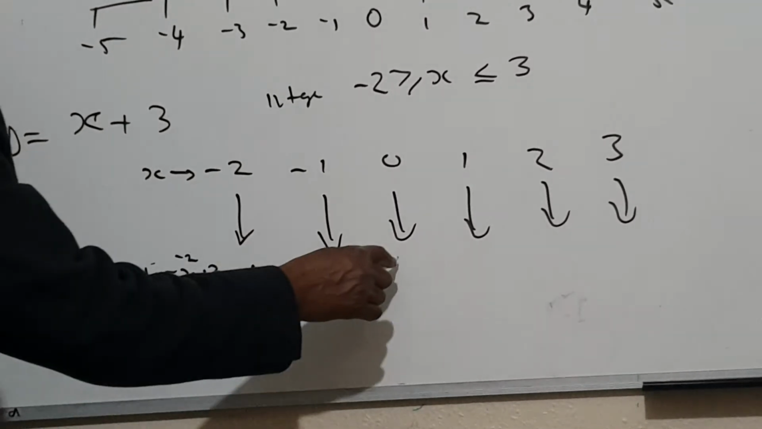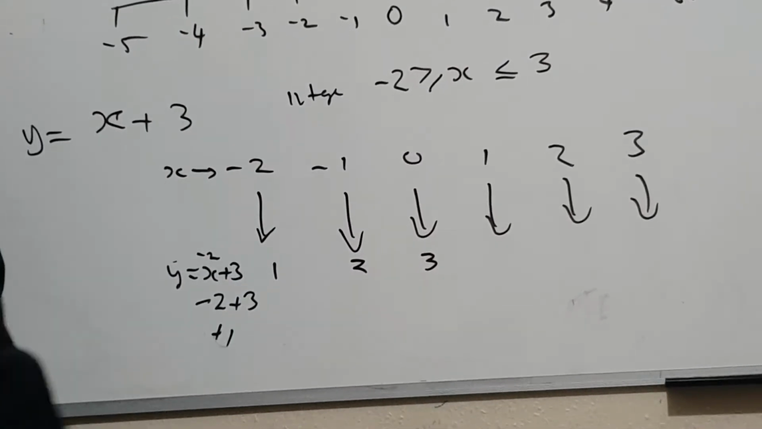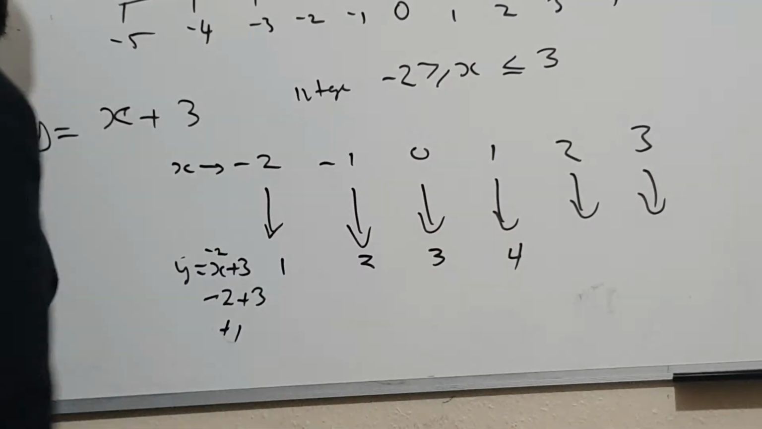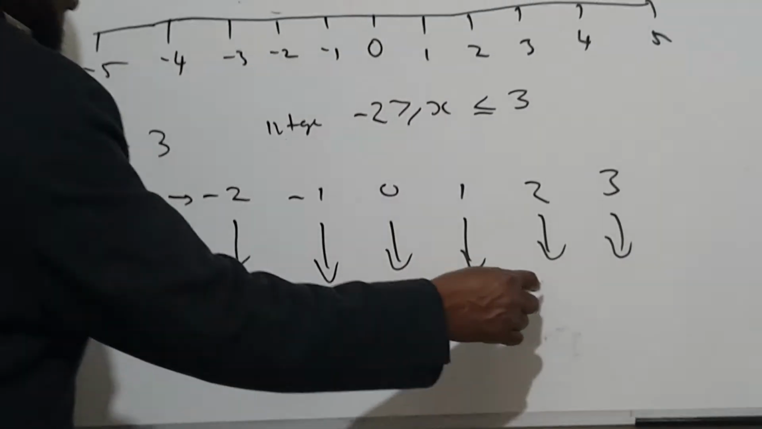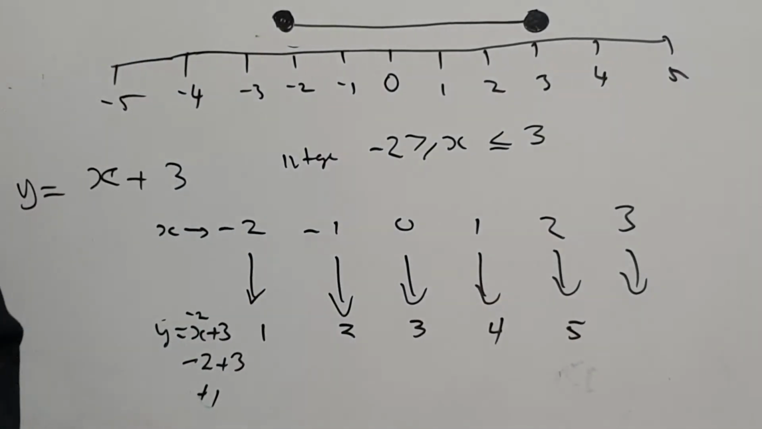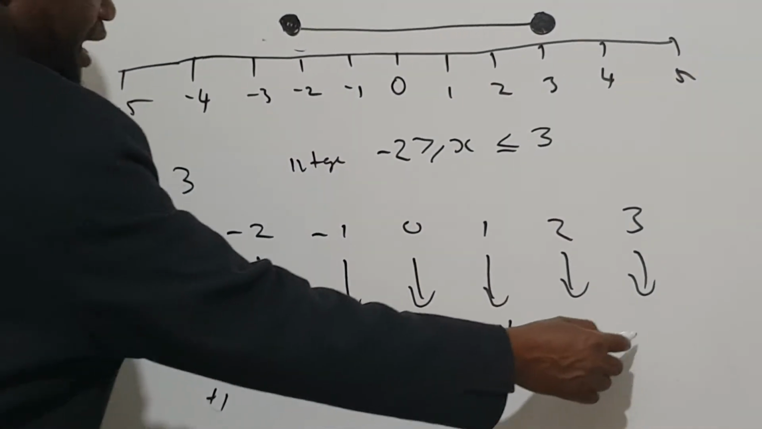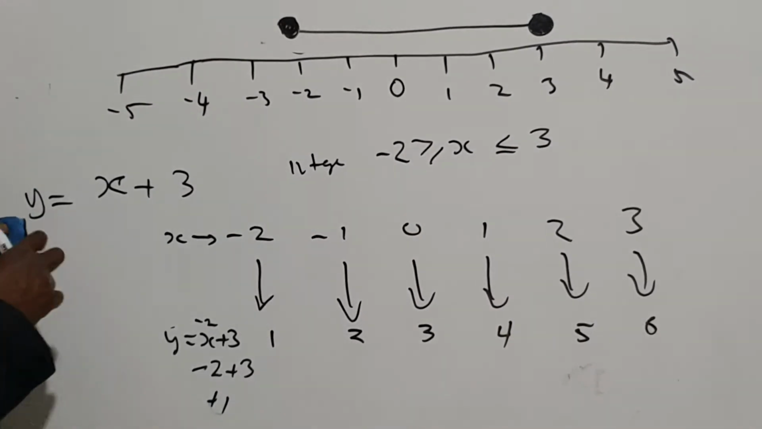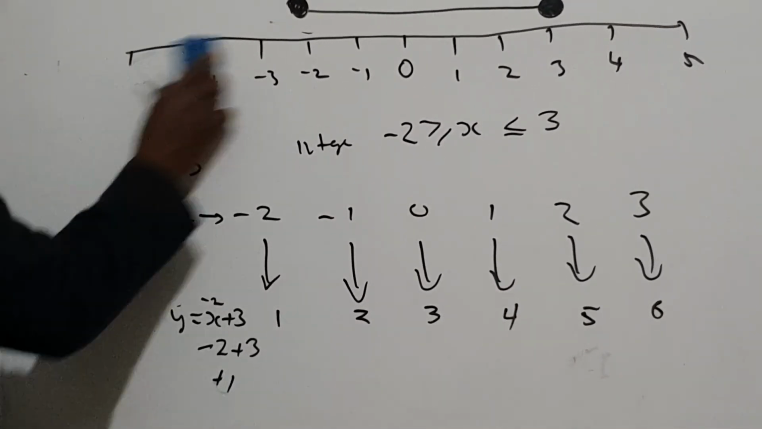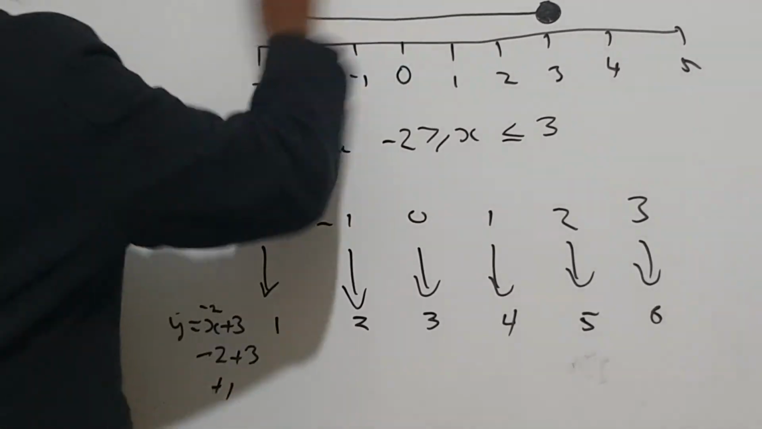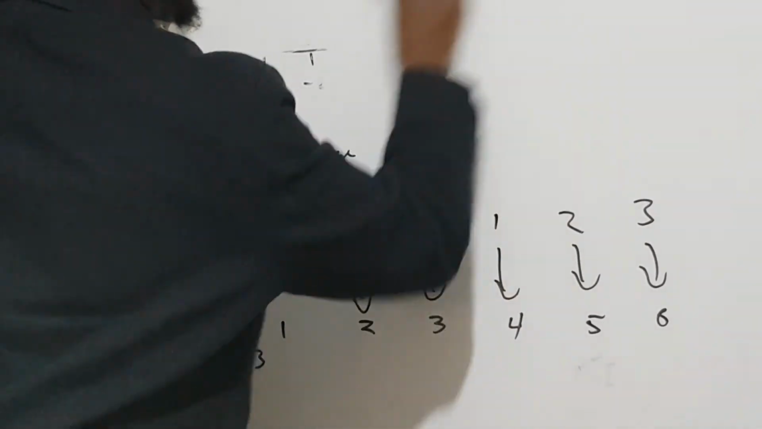When x is 0, y is 3. When x is 1, y is 4. When x is 2, y is 5. When x is 3, y is 6. Do you know how to draw this graph? Oh, we haven't done that. But I told you guys something before.